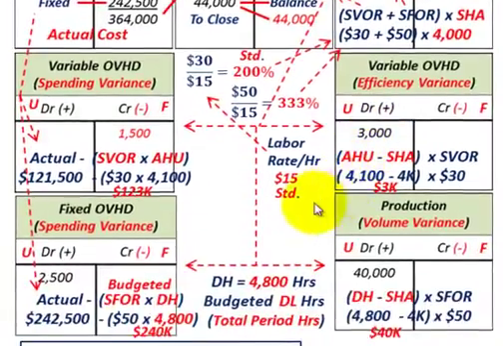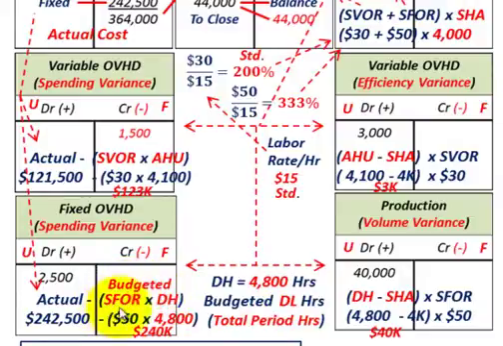Okay, so the next thing we have to do is go down and look at our fixed overhead, and we're going to be looking at what they refer to as the spending variance. So we have a spending variance as well with our fixed overhead. Again, you're going to do the same thing. You take your actual fixed overhead, in this case $242,500. And then you subtract from that the standard fixed overhead rate times what they call the denominator hours, which are the total budgeted direct labor hours. For our example, we budgeted in total 4,800 direct labor hours for the period.